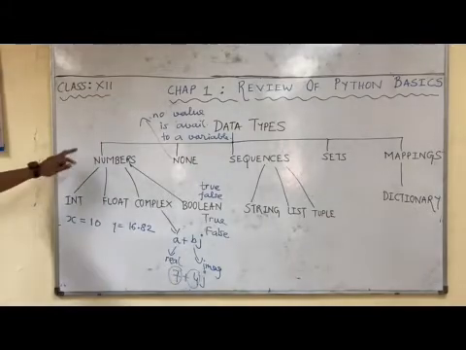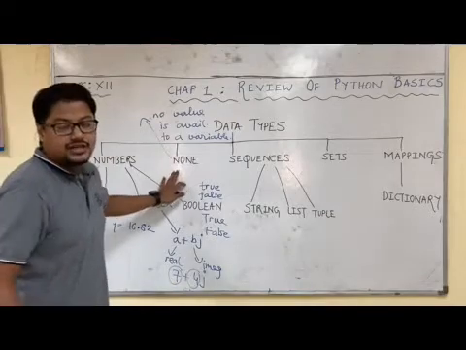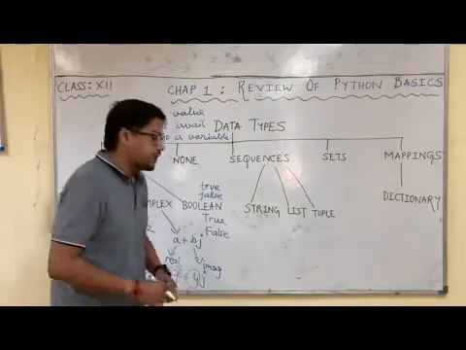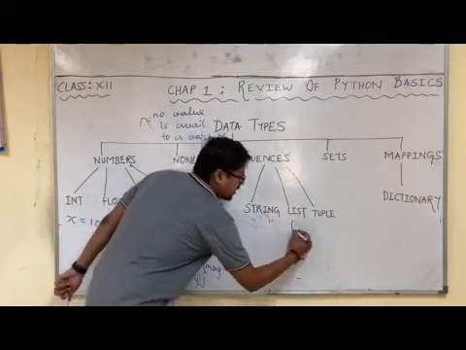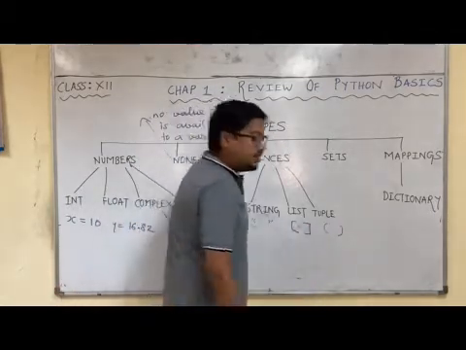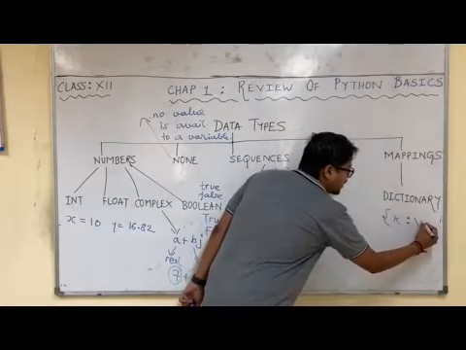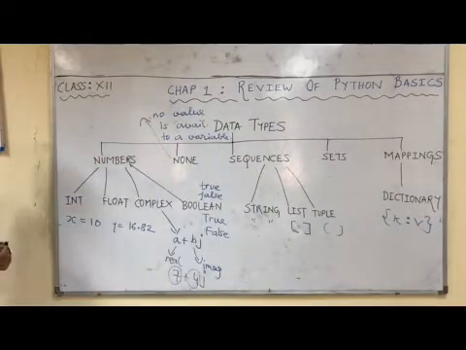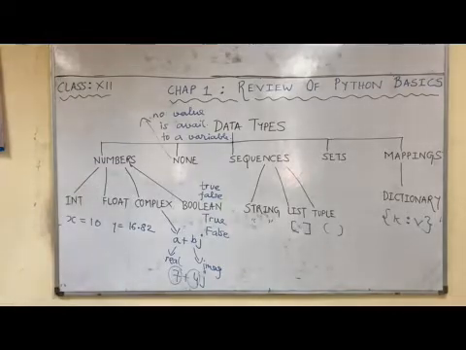I would like to repeat: numeric, okay, integer, float, complex, boolean. None, we are using None when there is no value available to any variable. Sequences, very important. String, we were mentioning inside double quotes, list with square brackets, tuple with round brackets, and dictionary with curly brackets with key and colon with its specific value. Okay, so these are the types of data types that we are going to see in this review of Python basics chapter.